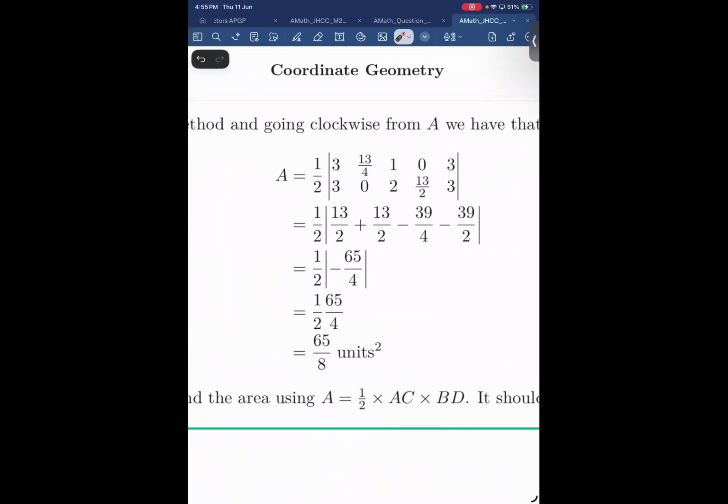Then you add things together. Add this and this. Then you subtract this. Then you simplify. Notice how there's a minus sign here, but then the absolute value makes it positive. So it's 65/4. So the answer is 65/8.